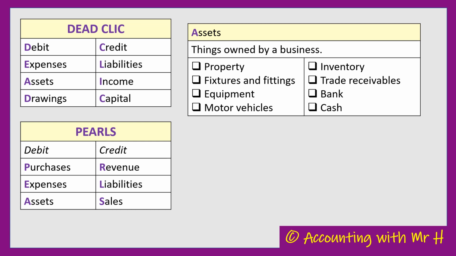The ones on the left are non-current assets. So the typical things you find: the property, which could also be described as land or buildings, fixtures and fittings, equipment, motor vehicles. And on the right-hand side, you've got some typical current assets: inventory, trade receivables, bank and cash.